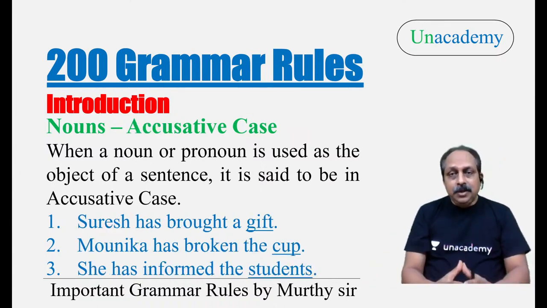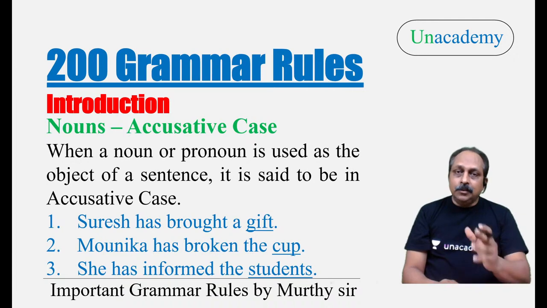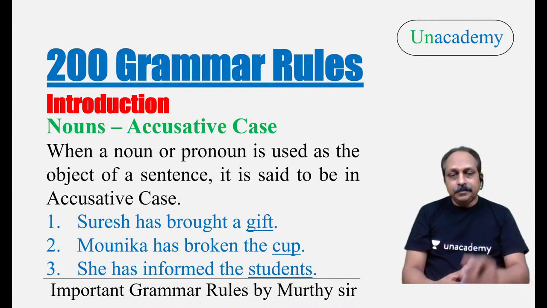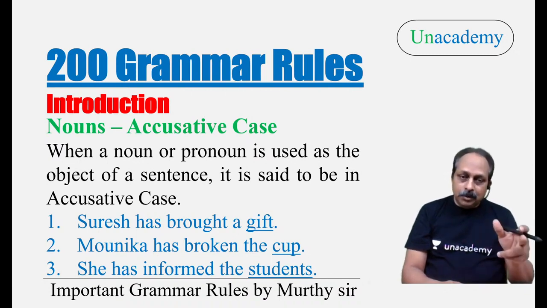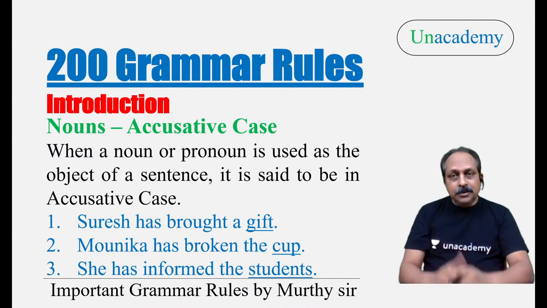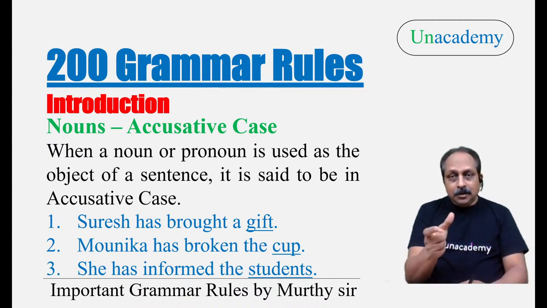Now, what is accusative or objective case? When a noun or pronoun is used as the object of a sentence, it is said to be an accusative case. Example, Suresh has brought a gift. Now, what is the verb here? Brought. To that, you have to put the question word what. Brought what? Or what has Suresh brought? Answer, gift. Gift is the object. That's a noun. It is in accusative case.